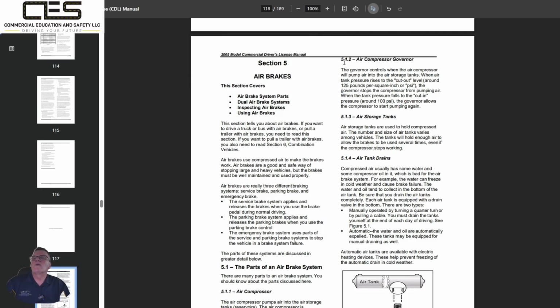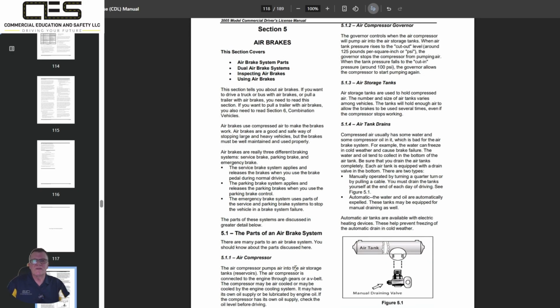Let's move up to 5.1.2, the air compressor governor. So we talked about the air compressor. That's the components attached to the engine that makes the air. A governor, in layman's terms, tells the compressor when to start and when to stop. We don't want to keep compressing air and overfilling tanks and making them explode. So it's got to be able to turn itself on and off, and that's what the governor does. It governs when the air compressor comes on and goes off.